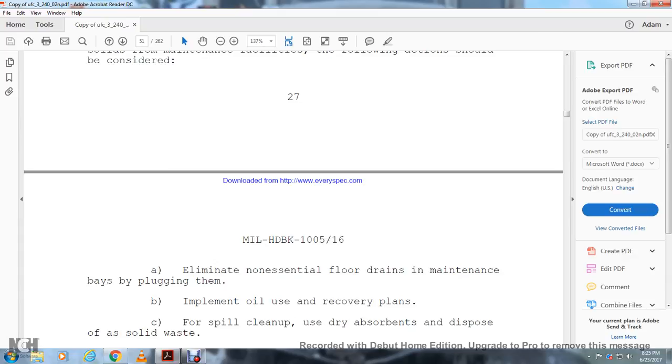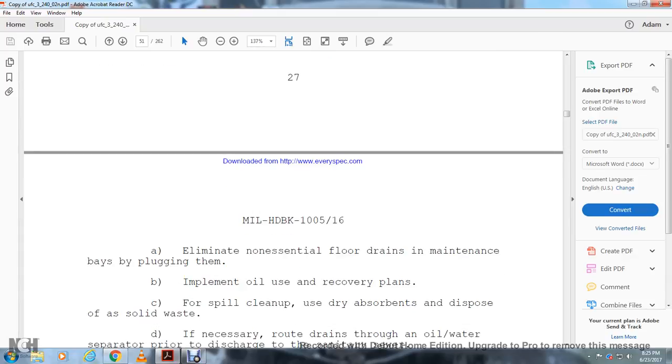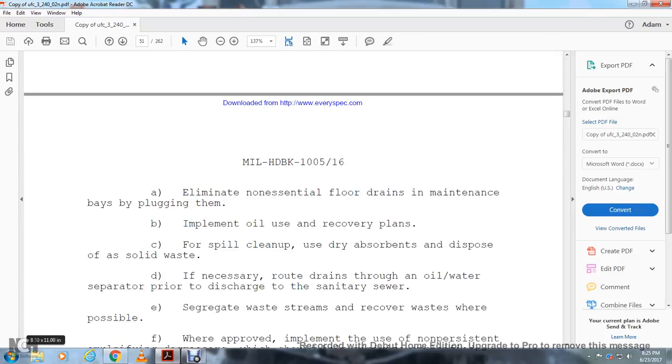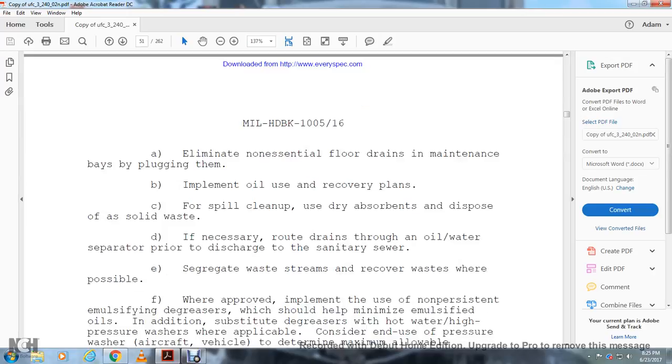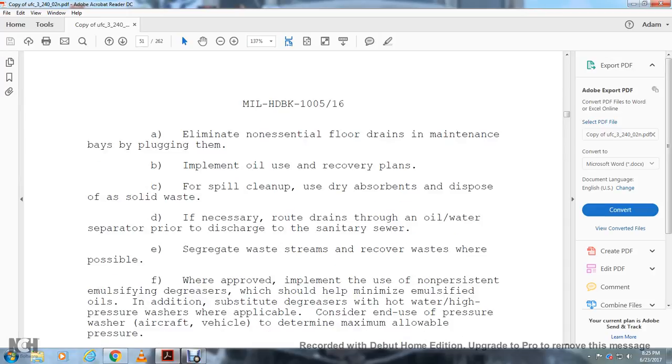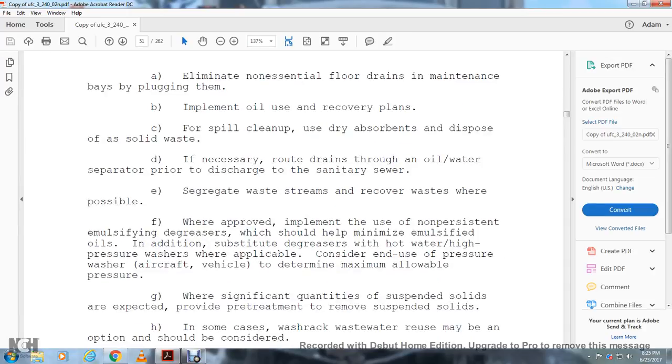A. Eliminate non-essential floor drains in the maintenance bays by plugging them, implementing oil use and recovery plans, and using fills for spill cleanup, or dispose of the oily solid waste. If necessary, route the drain through the oil water separator prior to discharge to the sanitary sewer. B. Segregate waste streams and recover waste where possible. C. When approved, implement the use of a non-persistent emulsifying degreaser, which should minimize emulsified oils. In addition, substitute the degreaser with hot water and a high pressure washer where applicable.